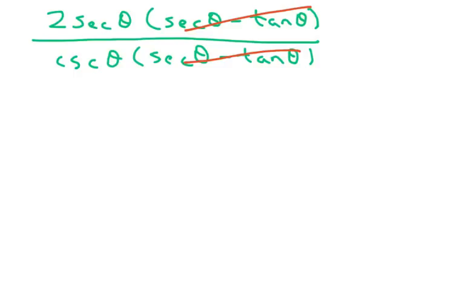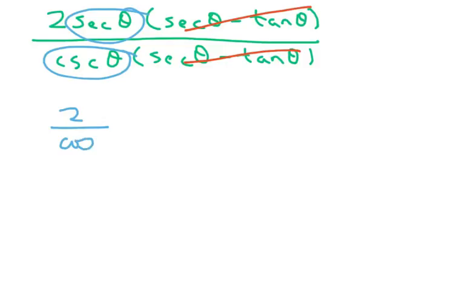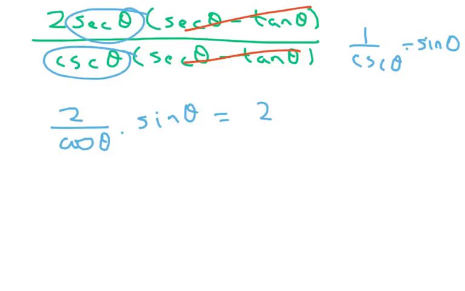So I'm going to go ahead and rewrite these two. This is 2 over cosine theta. And this is actually 1 over cosecant theta, which equals sine of theta. So this part is just going to be times sine of theta. So you get 2 sine of theta over cosine of theta. And that's all.